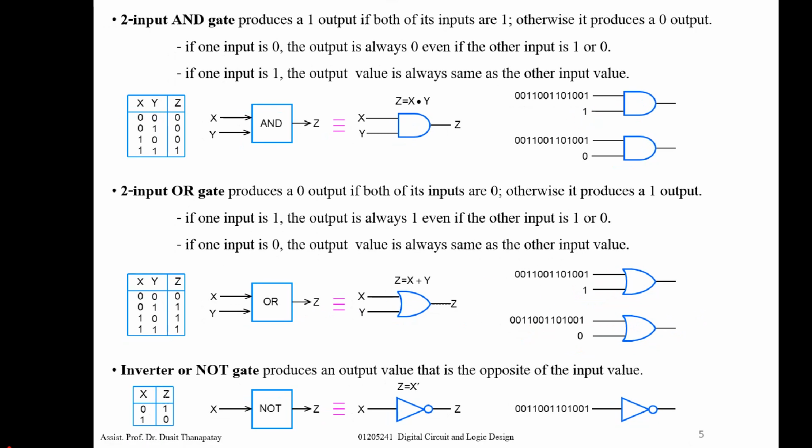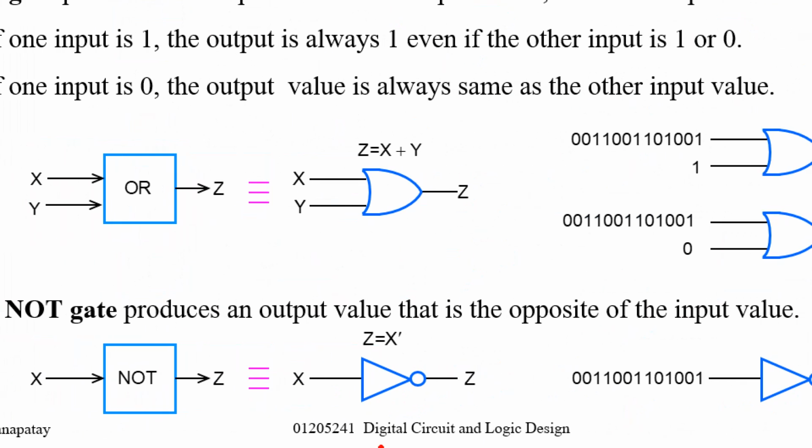And the next one is the inverter, or NOT gate. The output will be the opposite of the input. Namely, if the input is 0, the output will be 1. If the input is 1, the output will be 0. For the logic symbol, we use a triangle and a circle. The main point is this circle, which is sometimes called an inversion bubble, to operate the inversion.